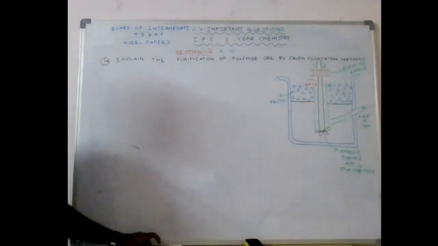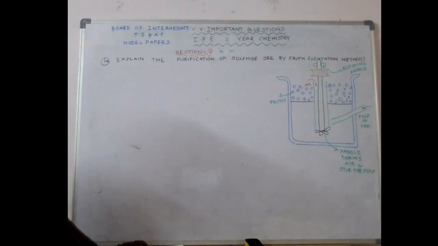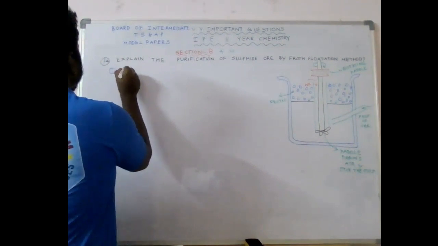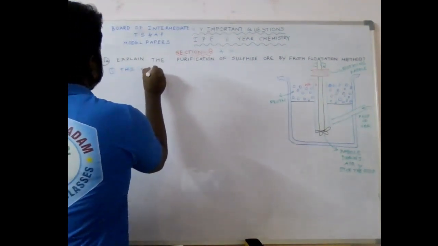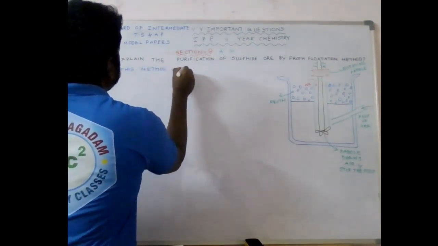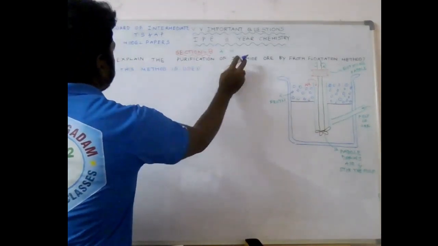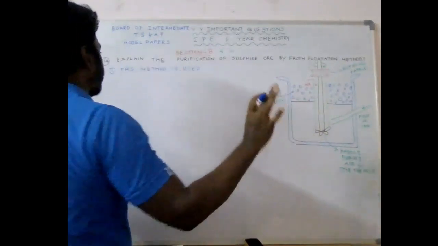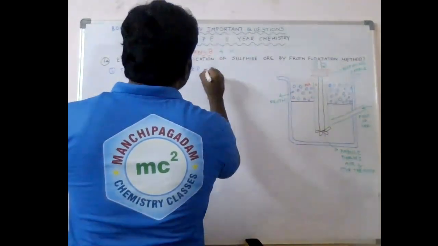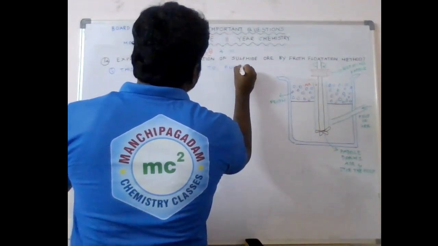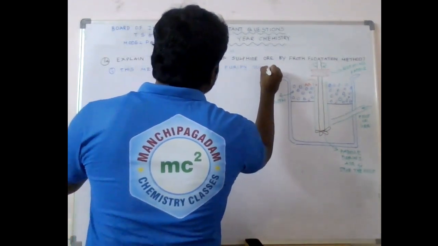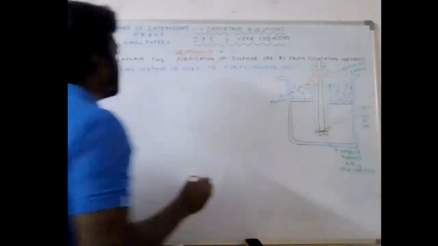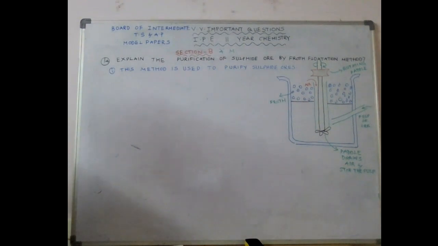Okay, so now we will write that one by one point. First of all, this method is used for what? That is the first point. This method is used to purify sulfide ores. It is already given in the question, right? If not given, you have to write this point. Even if given, write it, nothing will happen. So this is the special method to purify sulfide ores.